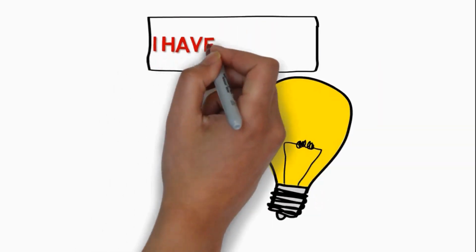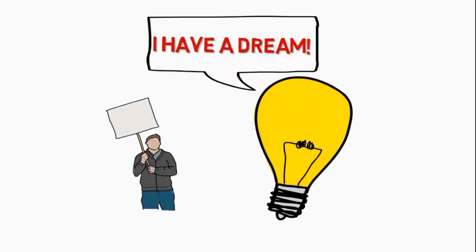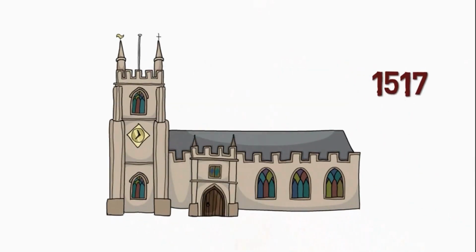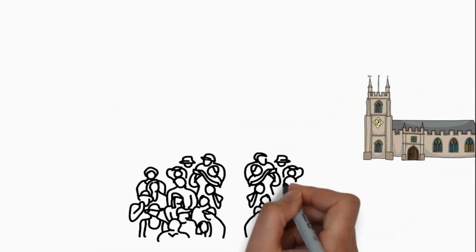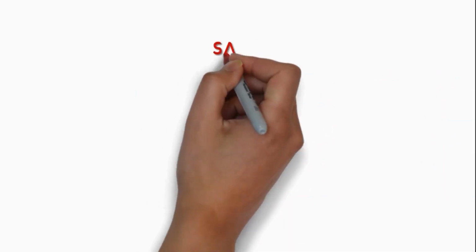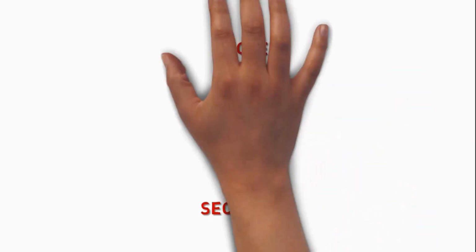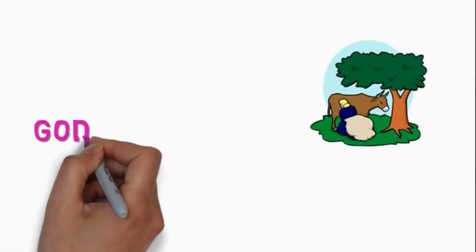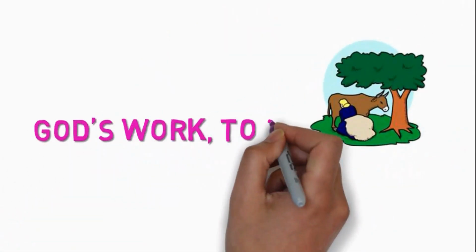Where do all revolutions begin? They start with ideas, and not just any ideas, but passionate dreams that move people to action. In 1517, Martin Luther nailed his dream to a church door and started a revolution that changed history. Luther denounced the sacred-secular divide that elevated the work of clergy to God's work and relegated the work of milkmaids to something less. He declared that milking cows is God's work too.